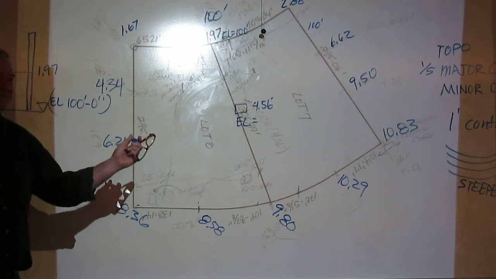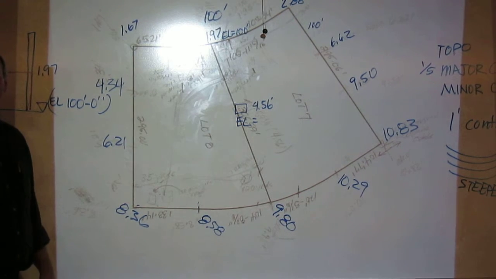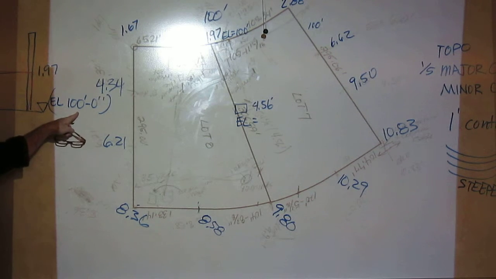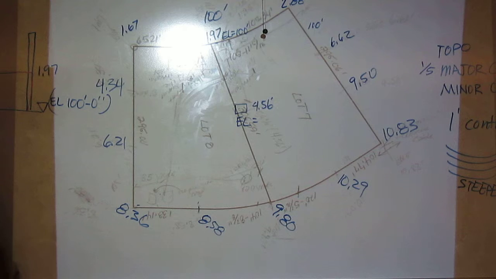What'd you get? 7.41, is that not right? I'm doing this wrong. Or 97, I'm sorry. 97.41. So our elevation here is 100 feet minus 1.97, no, plus 1.97 and then minus 4.56. Yep, 97.41. So my elevation's 97.41. Okay?